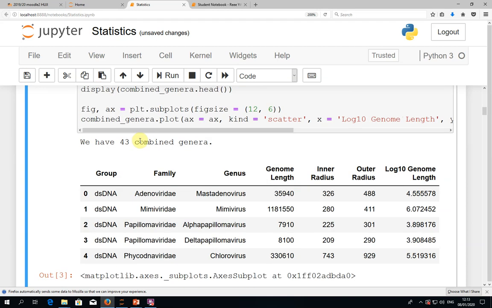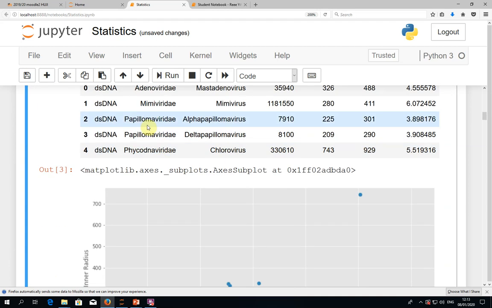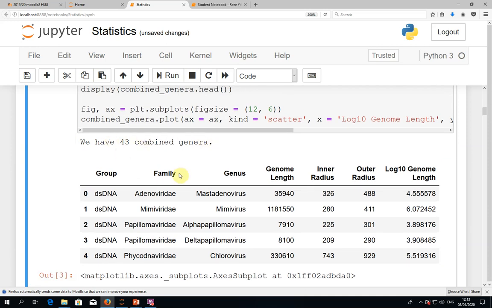If you remember, we took the ViperDB and the ViralZone data sets, and we merged them together into 43 combined genera, and you can see the first 5. So for each virus, we have its taxonomy, and we have the genome length and inner and outer radius. And because the genome length spans many orders of magnitude, we also take the log of it. And you can see all the results here.